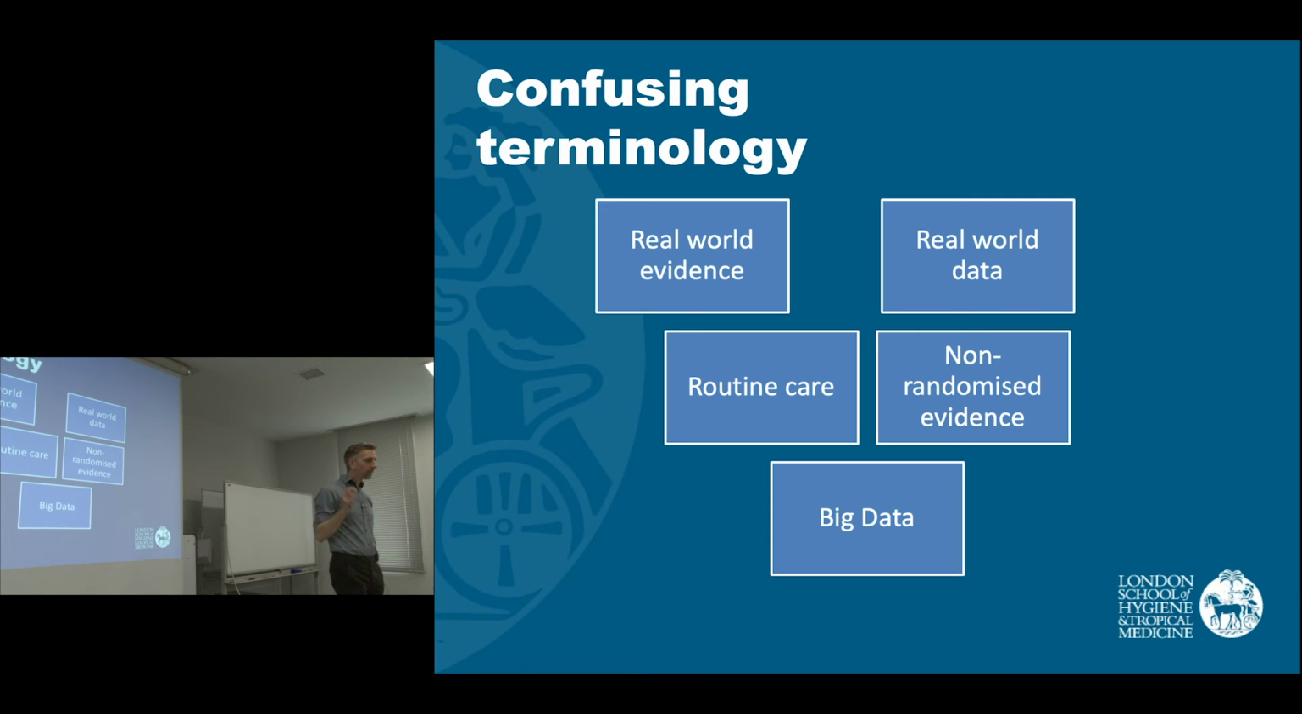Now, one thing about terminology. I think it can be very confusing in the world that we work in today, where things get used a little bit interchangeably. You'll hear people talk about real-world evidence, real-world data, routine care, non-randomised evidence, or big data. Lots of these get used interchangeably. They're a little bit like a Venn diagram, where sometimes they involve each other, sometimes they don't. All I'm going to say is don't worry too much about these terms.